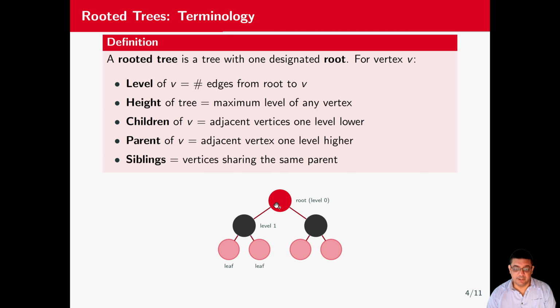So for example here, we have the root, which is level 0. Level 1 will be these two. And finally, the leaves will be these.